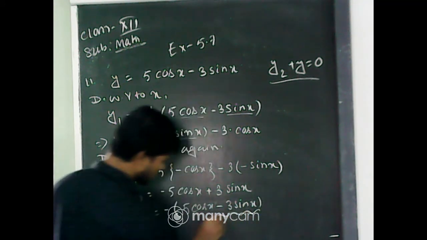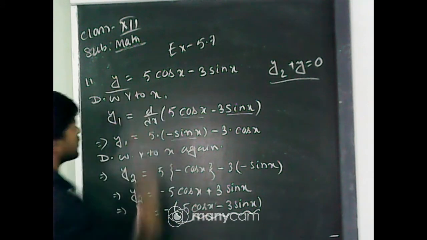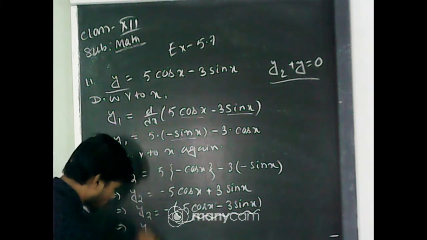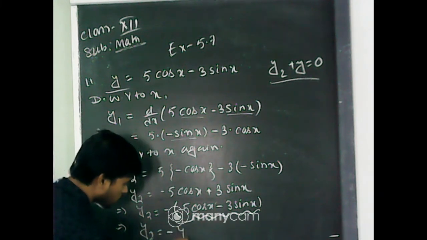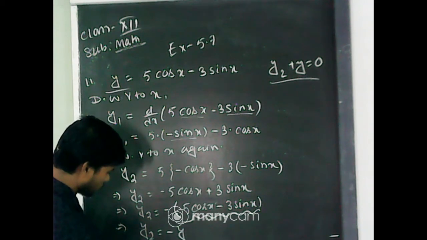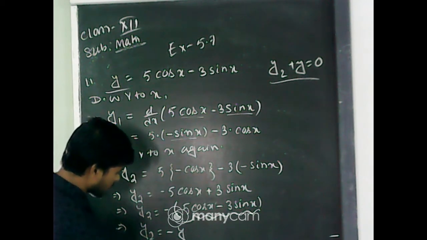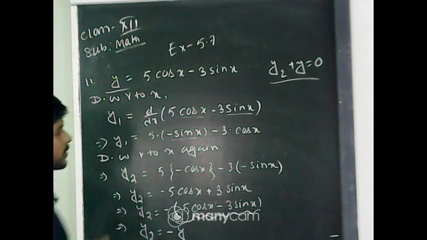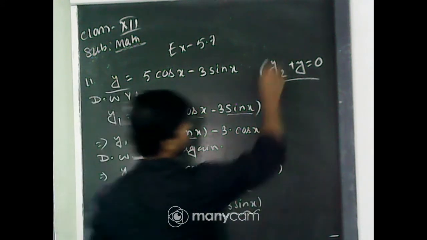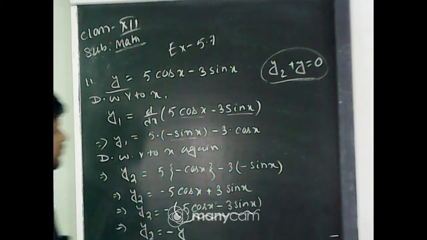Now tell me what is the value of this expression. Look, this is actually equal to y. That means we can write y2 is equal to minus y. That means y2 plus y is equal to 0, and this is the solution. Hence proved. It's a very simple problem, isn't it?